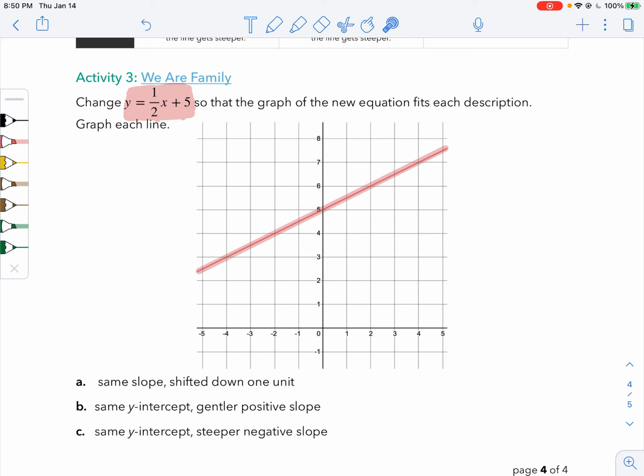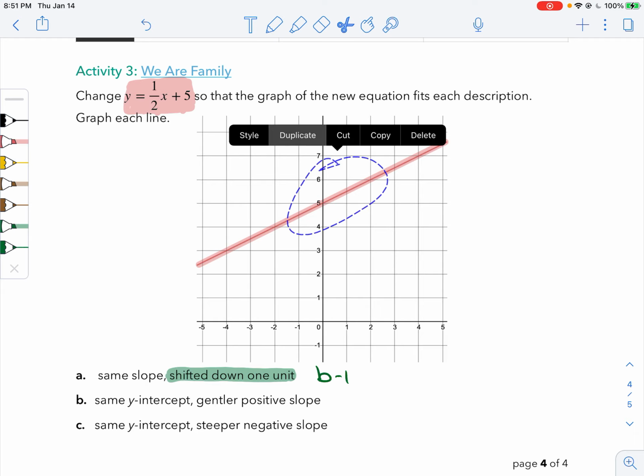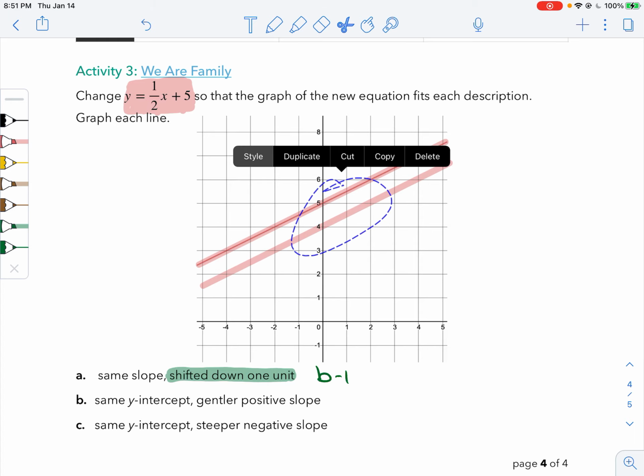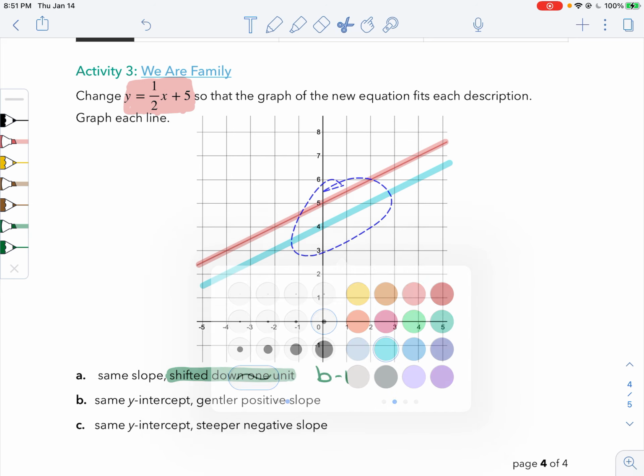First, we're going to change it so it has the same slope but shifts down 1 unit. Remember, to shift down, that's changing the y-intercept. So we want to make our y-intercept be 1 less. So we're going to take this and move it down 1. I guess we'll make it blue. Why not?